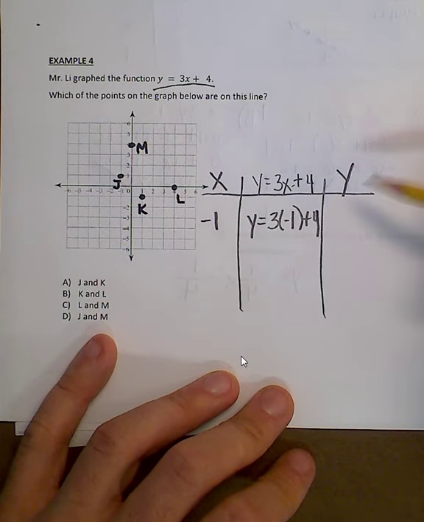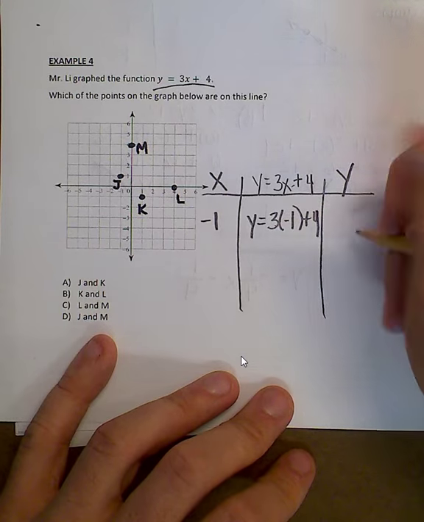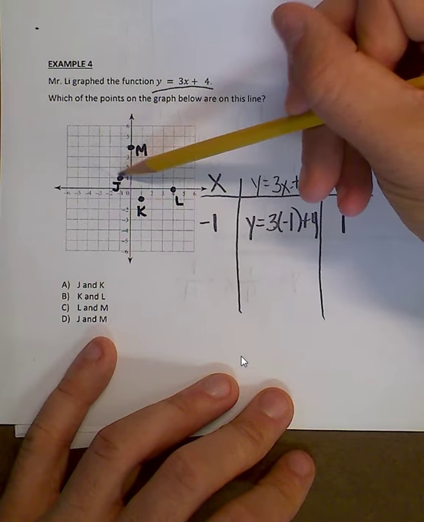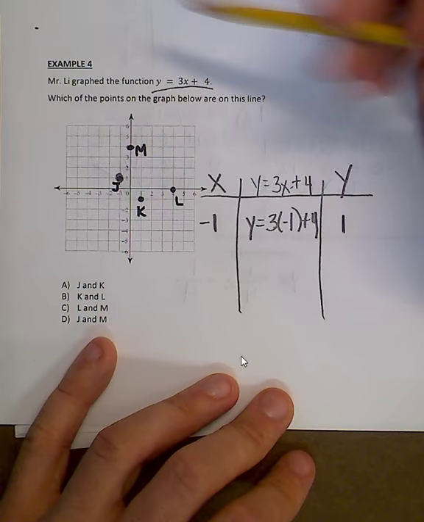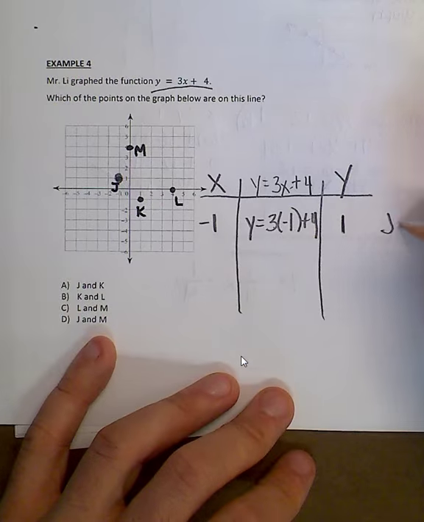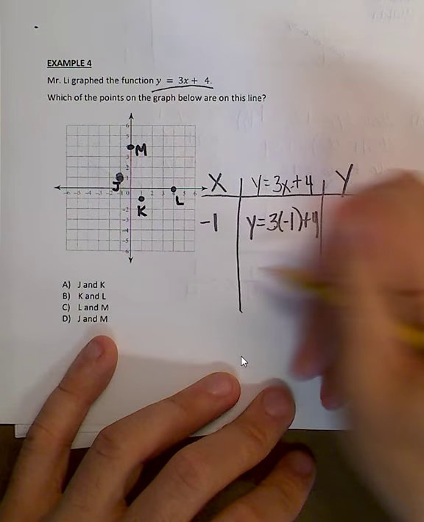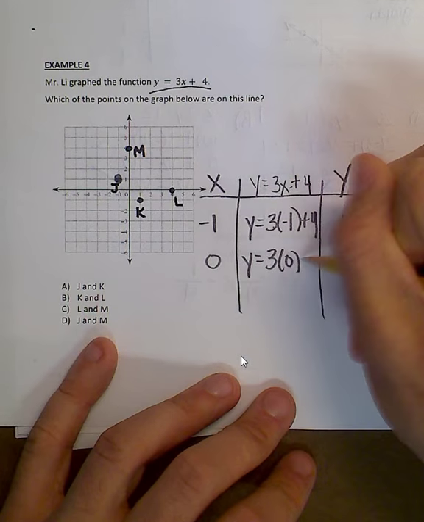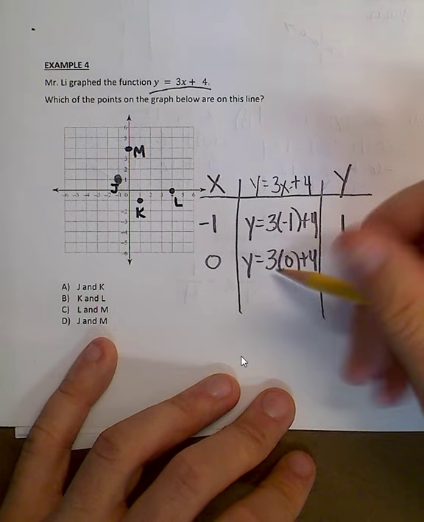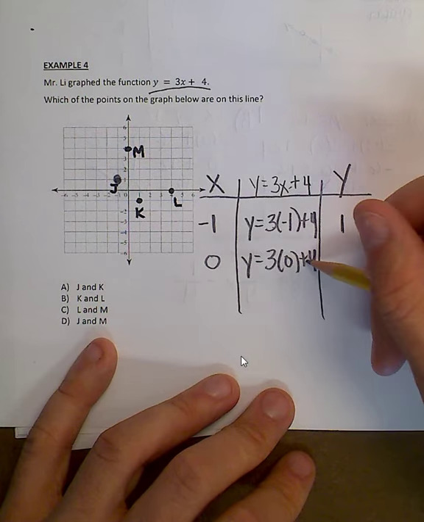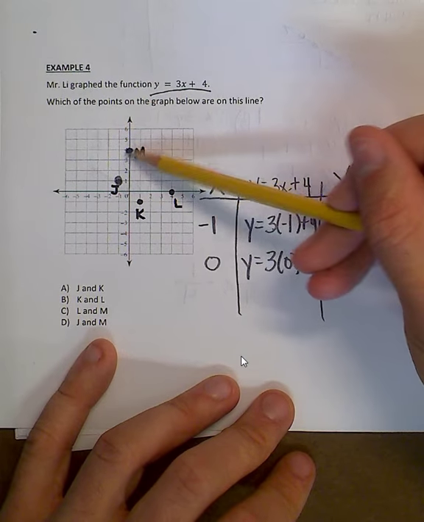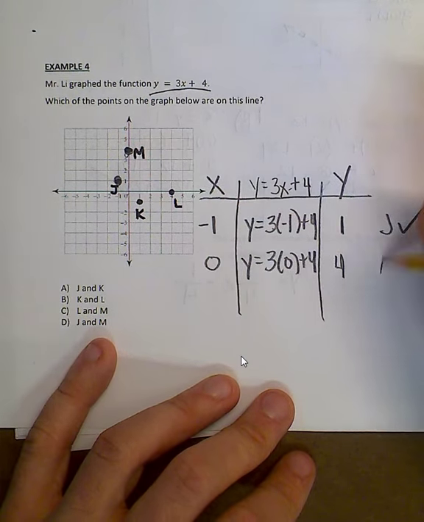Using a calculator, 3 times negative 1 plus 4 is positive 1. If I go to graph this, negative 1, 1 is on the line. Oh, it's J. So J is a solution. J works. How about 0? Let's try 0. Y equals 3 times 0 plus 4. Calculate 3 times 0 is 0, plus 4 is 4, 0, 4. Where is that point? 0, 4 is M. M also works.